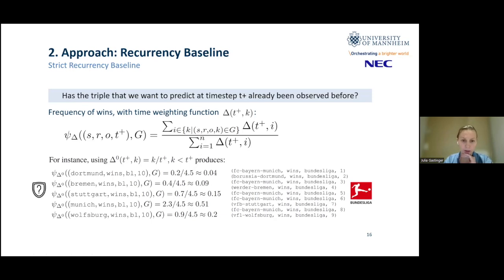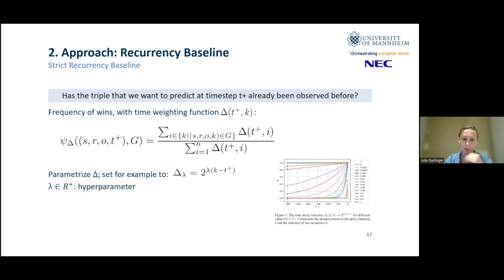Somewhat simple. And now we can parameterize delta, the time weighting function. For example, we can set delta to 2 to the power of lambda times k minus t plus. And lambda is in our case a hyperparameter. Depending on how we set this lambda, we have different kinds of time decays. If we set it to 0, we have no time decay. If we set it to 1, it becomes very steep, and so on.